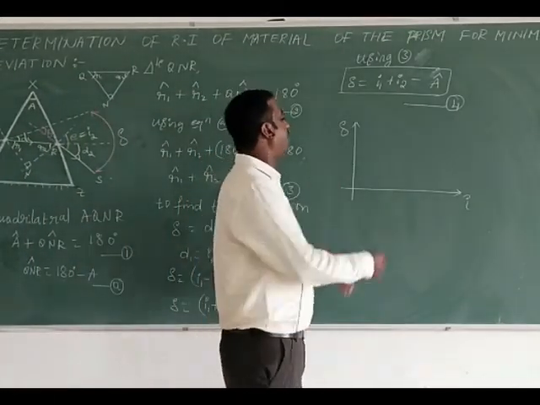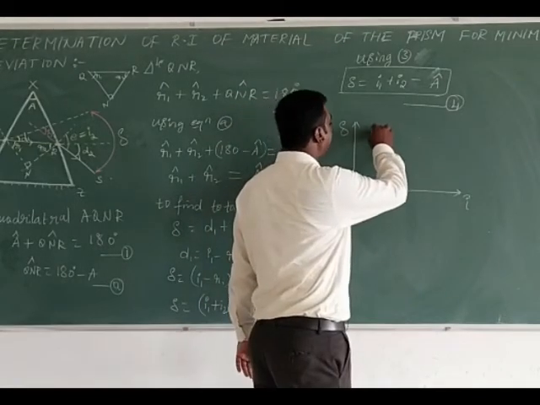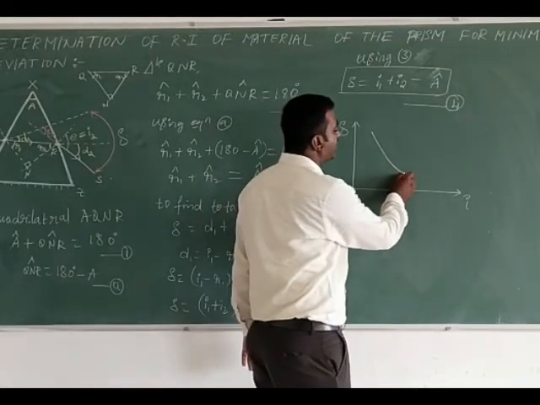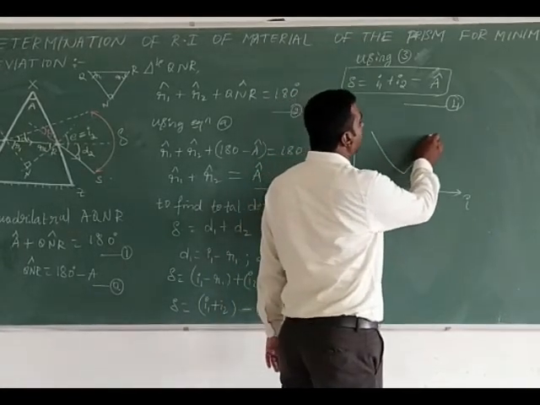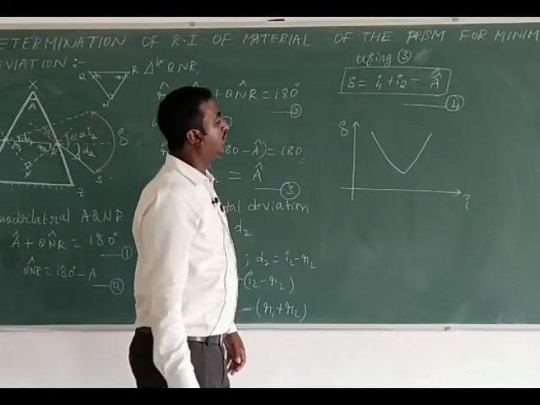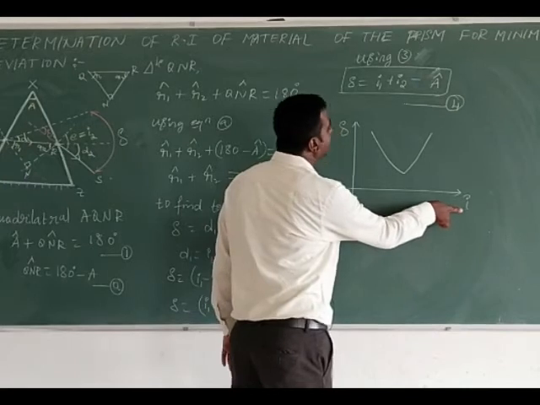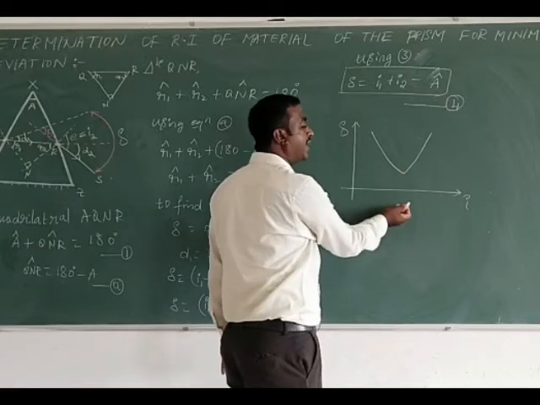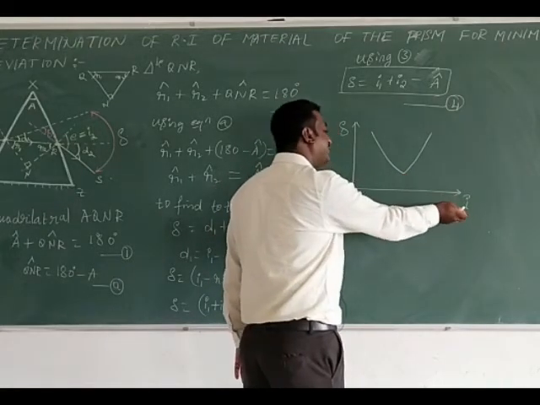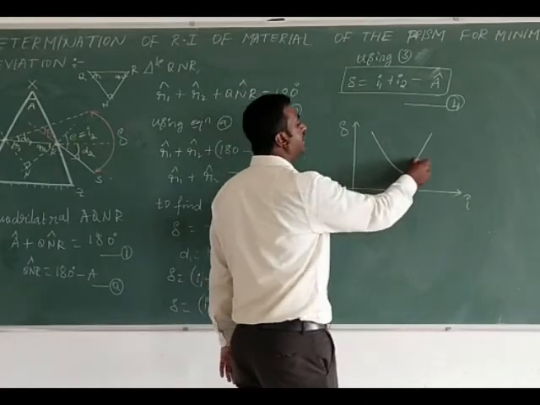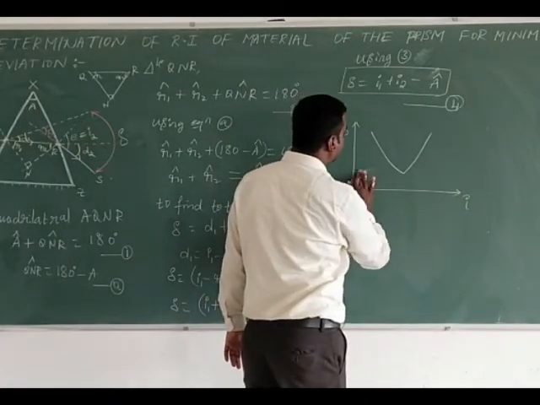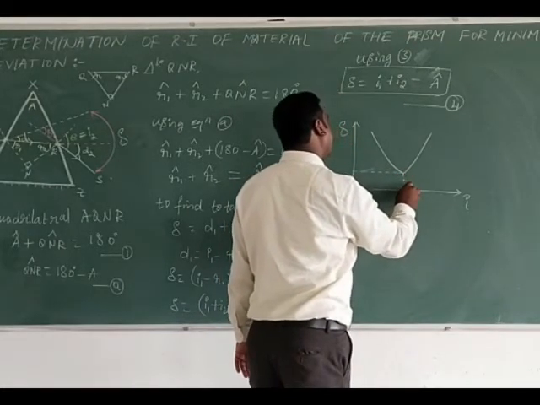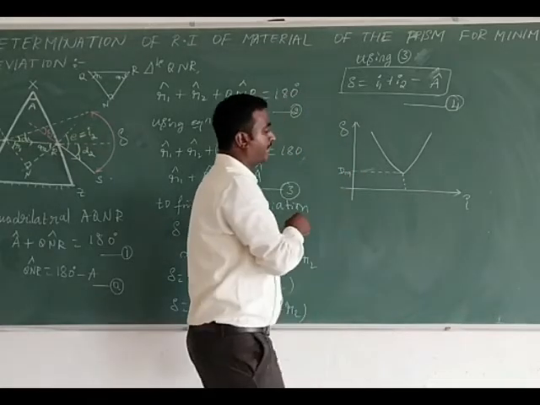So now if you plot a graph of angle of incidence versus angle of deviation, initially when the angle of incidence increases, the angle of deviation decreases. Thereafter it starts to increase. So as the angle of incidence increases, the deviation decreases up to a certain value. Thereafter, as the angle of incidence increases, the deviation also starts to increase. This point we call the minimum deviation, that is Dm.